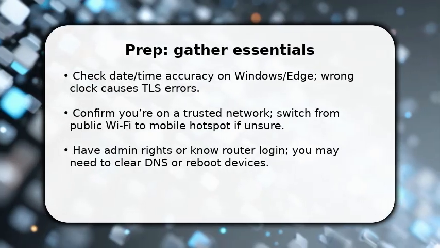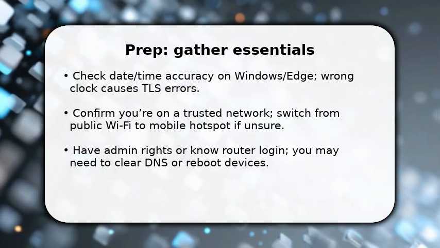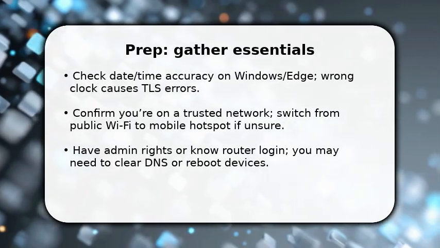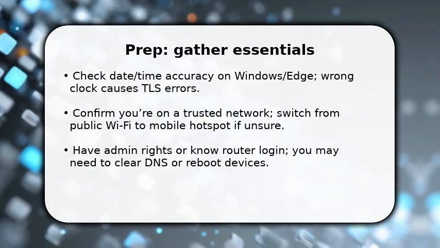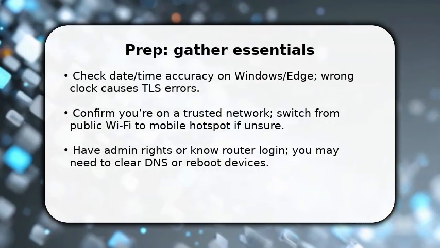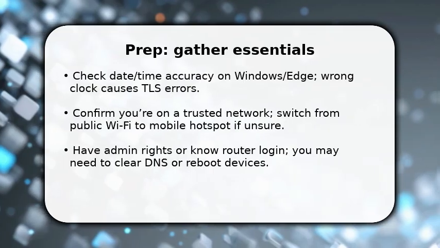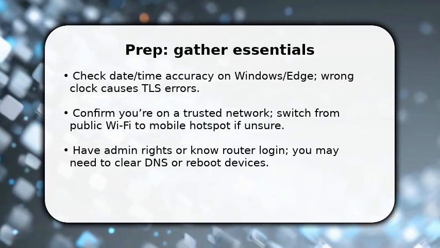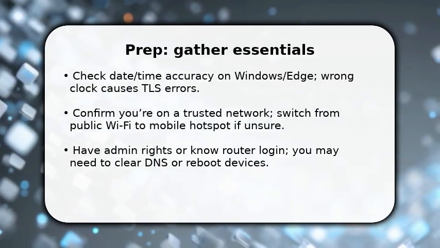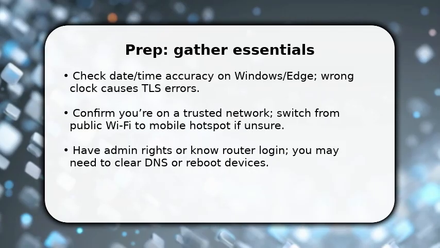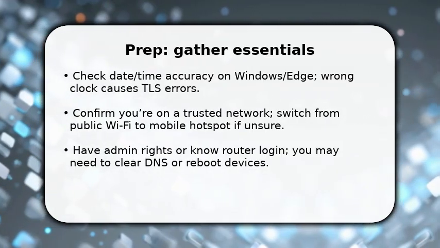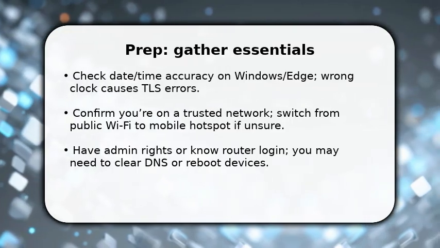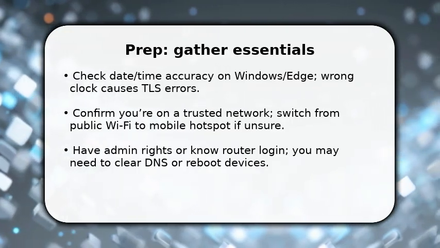You'll start by fixing the basics that cause Edge to show connection isn't private. First, set your system clock and time zone correctly because TLS certificates fail when the time is off. Next, move off untrusted Wi-Fi and try a known network or hotspot to rule out captive portals. Finally, make sure you have admin access or router login details. These let you flush DNS and restart network equipment when needed. Once done, proceed to in-browser checks.